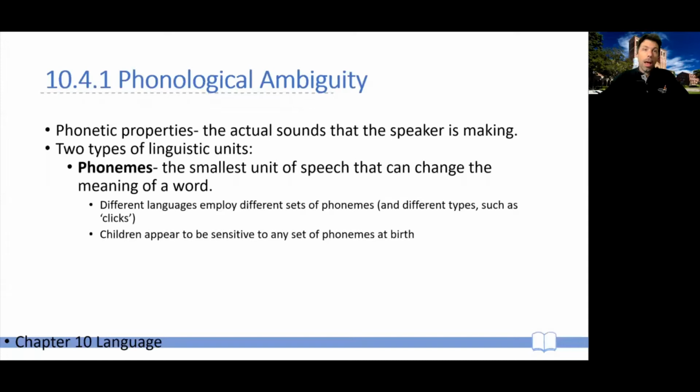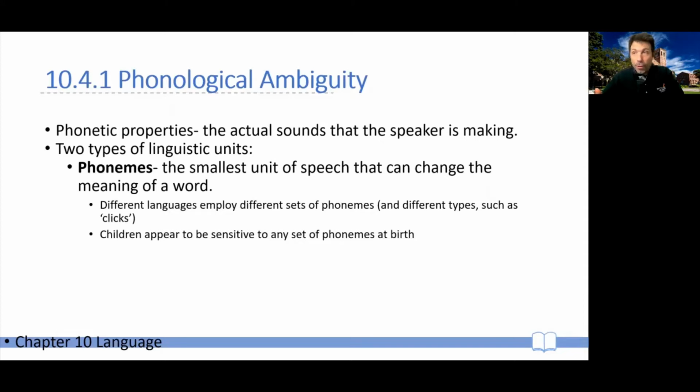Now, the first level is concerned with understanding the sounds that a speaker is making. So in this sense, the first goal of language comprehension is to correctly identify the basic units in a stream of speech. And there are typically two types of basic units. There are phonemes, which are the smallest unit of speech that you can distinguish. And these really are just the sounds of a certain language. Different languages typically employ very different sets of phonemes and very different types of phonemes.